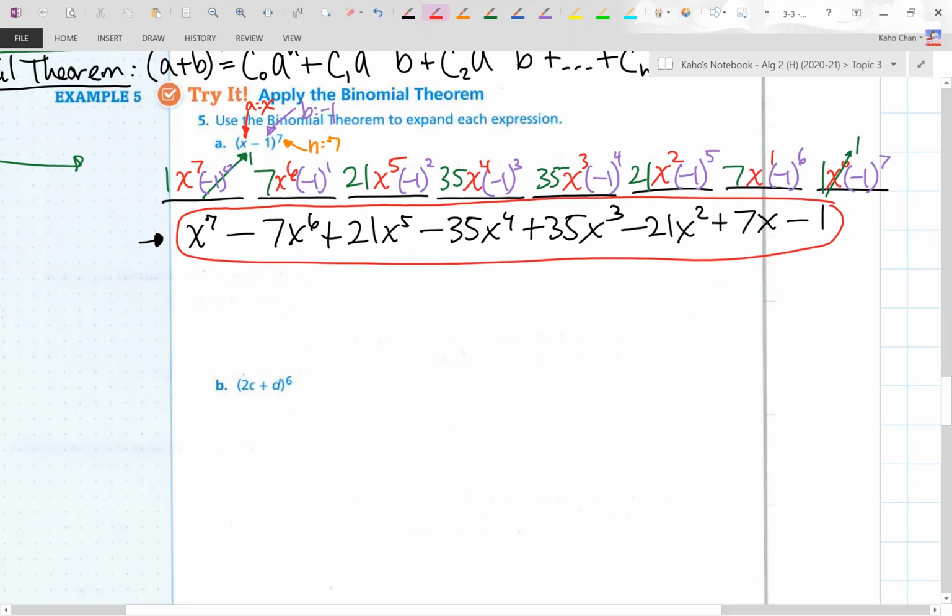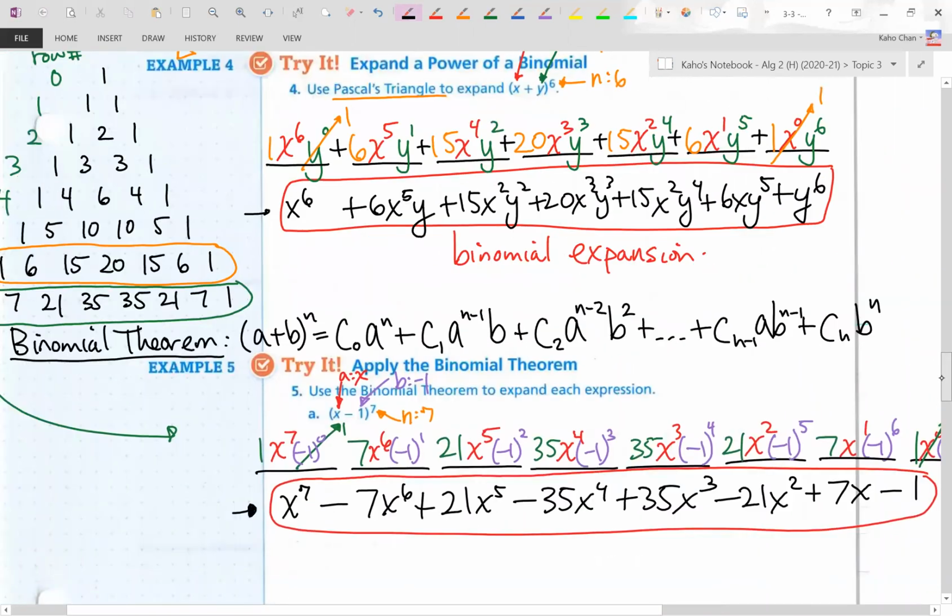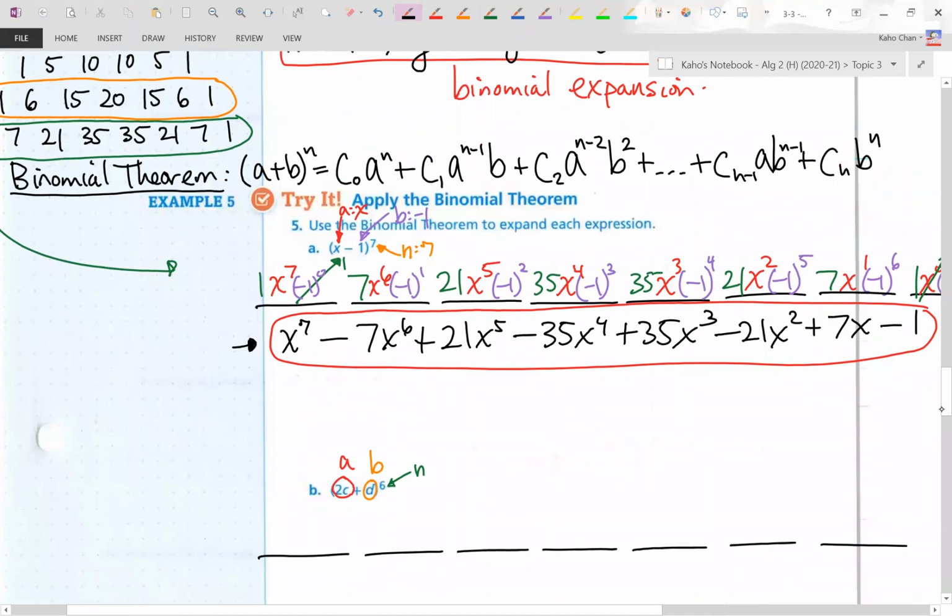Let's identify A. A is 2C, and B is D. And we're just going to expand, okay, with 7 blanks because n equals 6. Yeah, and everything will be positive here. So we're going to have 7 blanks. 1, 2, 3, 4, 5, 6, 7. Okay, here we go. The row is 1, 6, 15, 20, 15, 6, 1. I'm going to put those numbers down in my blanks there, looking up there in my Pascal's triangle.